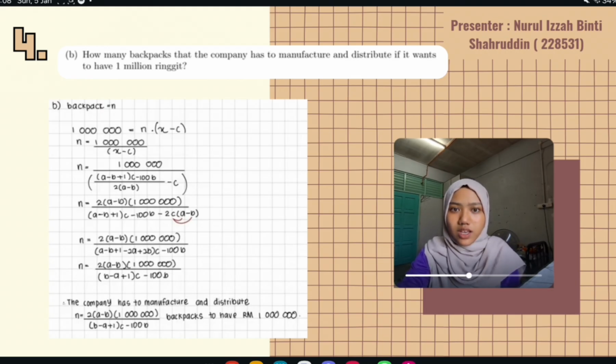When we solve this, we will get N equals 2(A minus B) times 1 million over B minus A plus 1C minus 100B. Because the values of A, B and C are not given, we will leave our answer like that. So the answer is the company has to manufacture and distribute N equals 2A minus B times 1 million over B minus A plus 1C minus 100B to have a profit of 1 million.